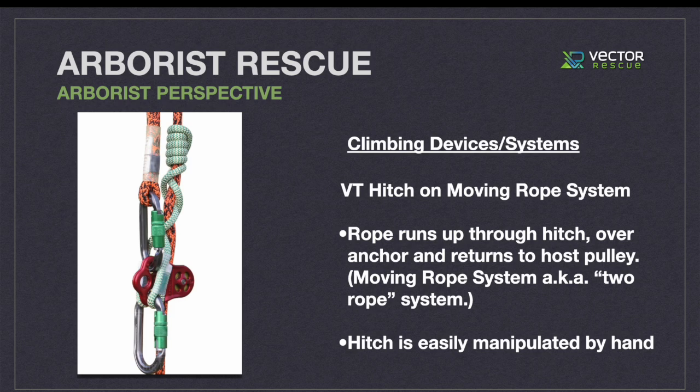This is another example of a VT hitch on a moving rope system. So the side of the system that the VT hitch is on is where your braking happens. The rope goes up either around a union, a branch, in the crotch of a tree, or through a kind of low friction device, a pulley, comes back down to the climber and terminates on the system. So both of these ropes are moving with the climber as they go up and down.